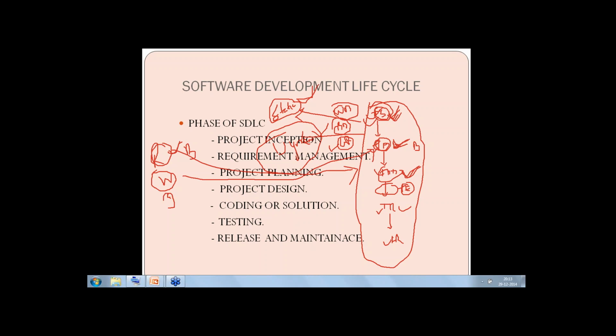Similarly, inspection is also a review process, please understand it, but inspection is always carried out by a third party. It is not carried out by the internal team. An internal team will only do review and walkthrough, but an external team like your third party company will do inspection only. An internal team can do review, walkthrough, but an external team like your third party would always do inspection.